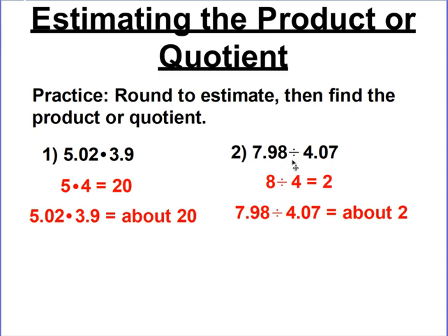For the second problem, I estimated 7 98/100 to 8, because it's close to 8, and 4 7/100 to 4, because that's close to 4. And I did 8 divided by 4 to get 2. So the actual answer is going to be about 2, somewhere close to 2. When you estimate with division problems, one thing to keep in mind is that you want to try to estimate and create a problem that's going to give you a whole number answer. Division problems can have remainders, obviously, so you want to try to avoid having that. So try to find numbers that are close to each other to create a whole number.